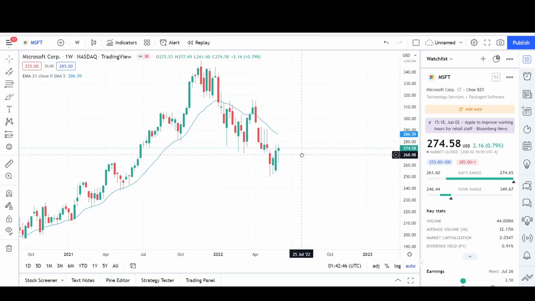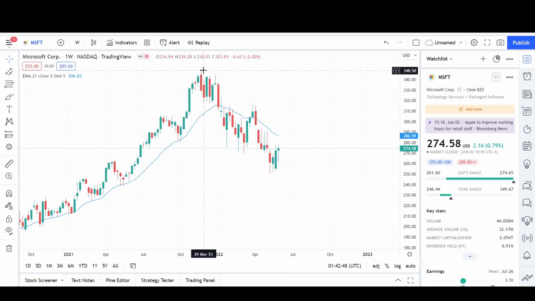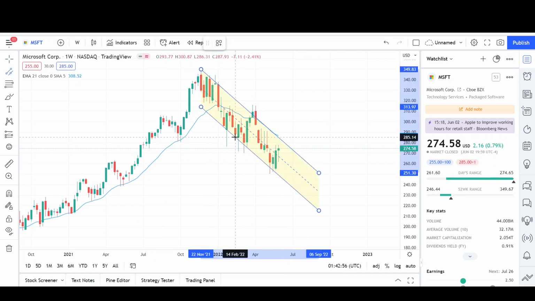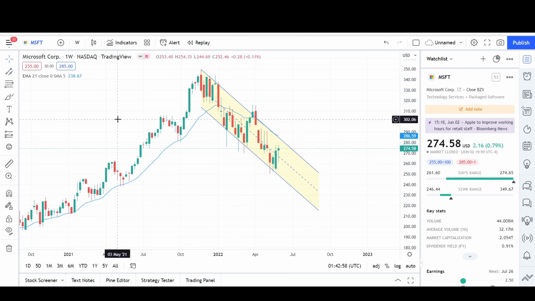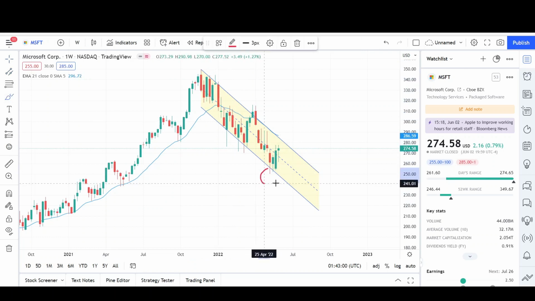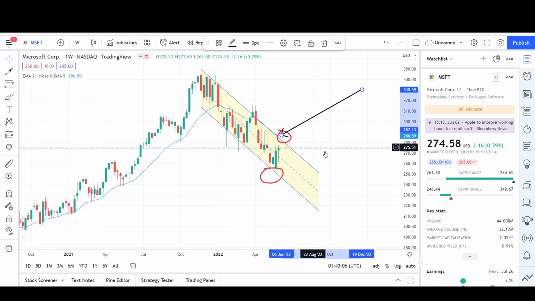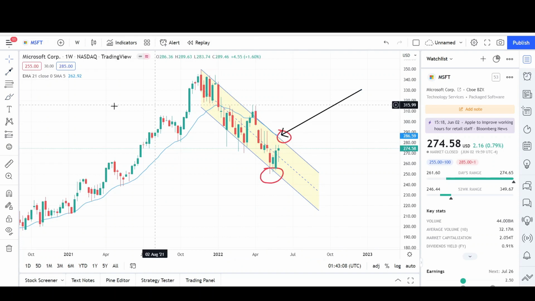Here we have the weekly chart for Microsoft. It made an all-time high back here in November of last year at the 350 level, and since then we've been selling off inside of this downtrend channel. I don't believe this downtrend channel has been played out yet, so it looks like we're just pulling back to the resistance side, which is right where the EMA is catching up because we were far away from it for a while. So everything's kind of lining up for another run down.